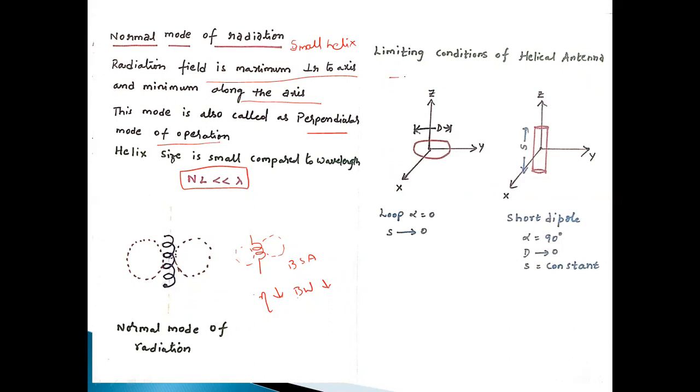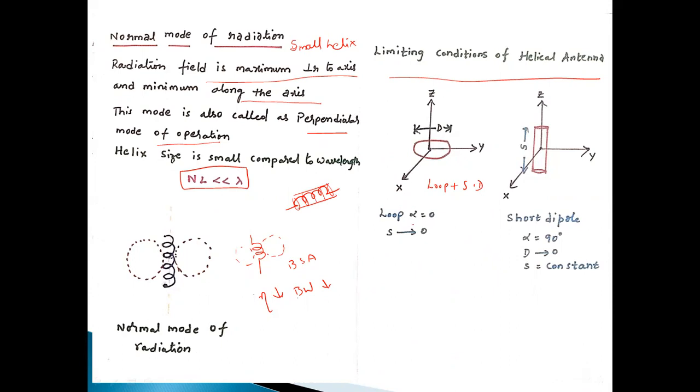See here the limiting conditions of the helical antenna. So what are the limiting conditions? We'll get them from here. In the first diagram, we have shown only the loop antenna case. In the second one, the short dipole case. We already know our helical antenna is a combination of loop plus short dipole. Just imagine a helical antenna as a combination of some loops and short dipoles.